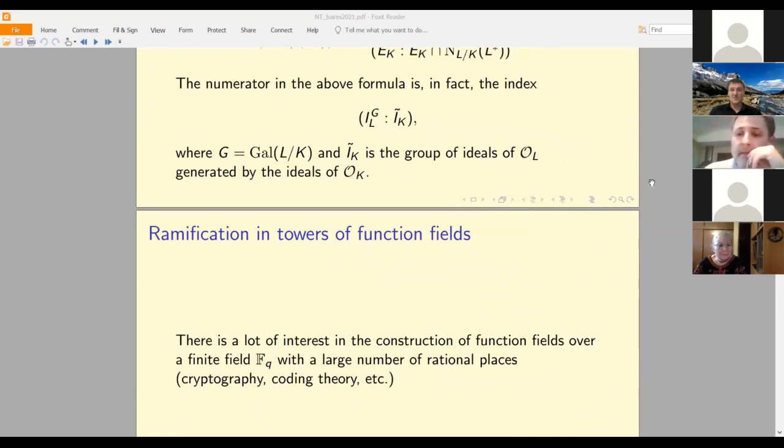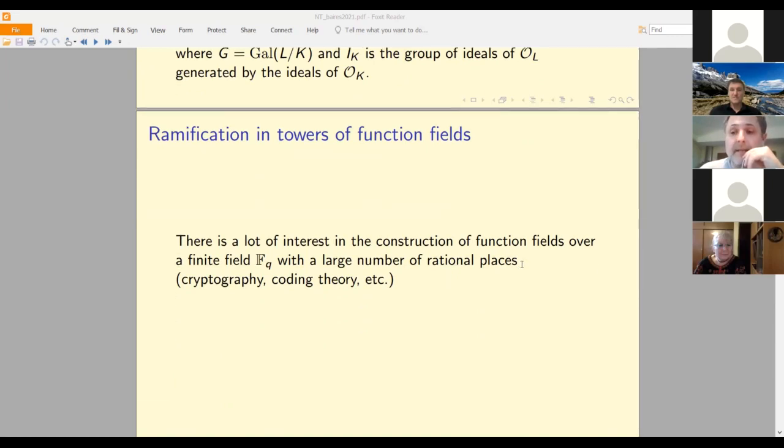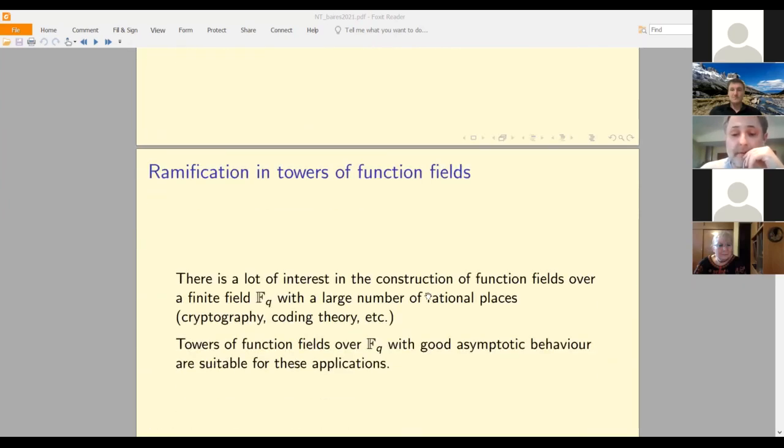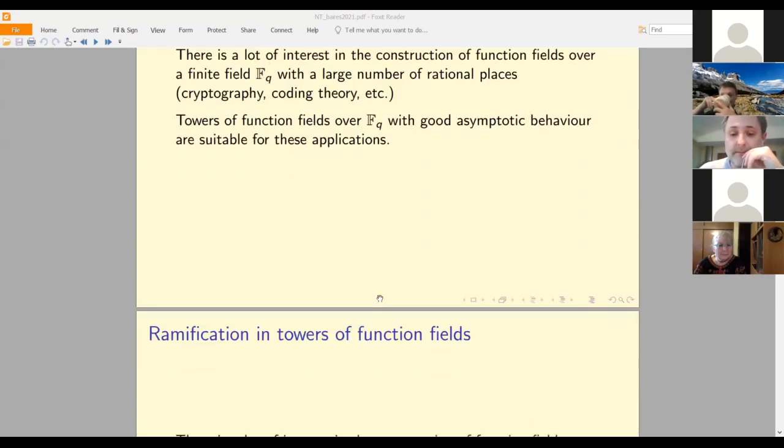And why do I want to study these sets in the case of towers of function fields? Why do we consider towers of function fields? Well, because they are important objects to solve some problems in cryptography, coding theory, etc. Because in these areas of mathematics, you need function fields with a lot of rational places. So towers are the right objects to consider in this situation.